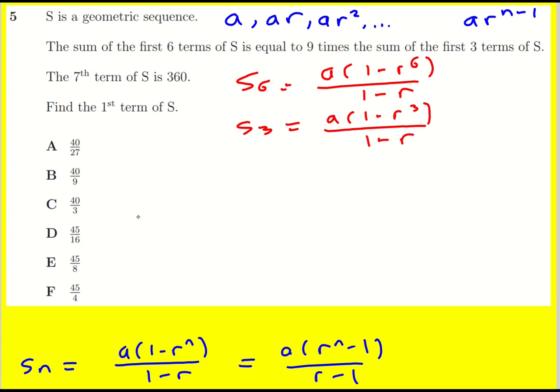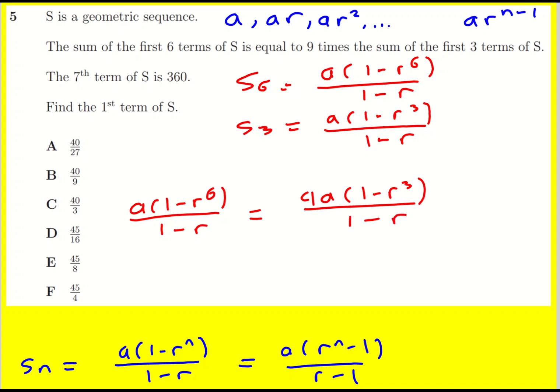So I'm told this first one is equal to 9 times the second one. This is 9A(1 minus r to the 3) over 1 minus r. Okay, so we've got to solve that. We also are told, and I'll just put it up here, that the 7th term is 360. That means ar to the 6.